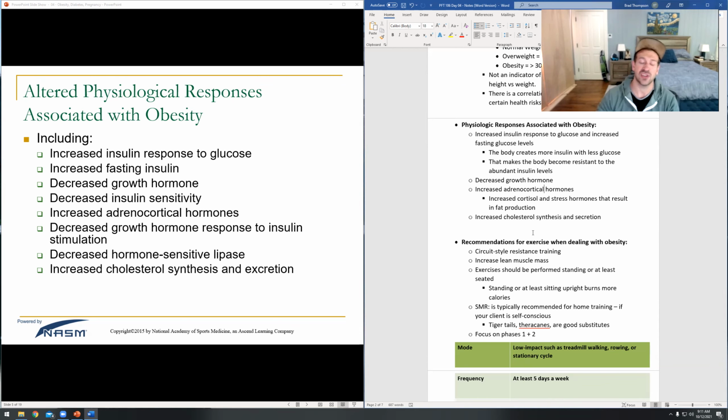So actually, here's what's interesting. This is a weird sentence, because these two things are opposites. Cholesterol synthesis is the creation of fat. Excretion is getting rid of it, right? It's leaving. So what does that actually mean? They're not being very specific here, but what that means is increased synthesis of LDL, bad cholesterol, and excretion of HDL, good cholesterol.